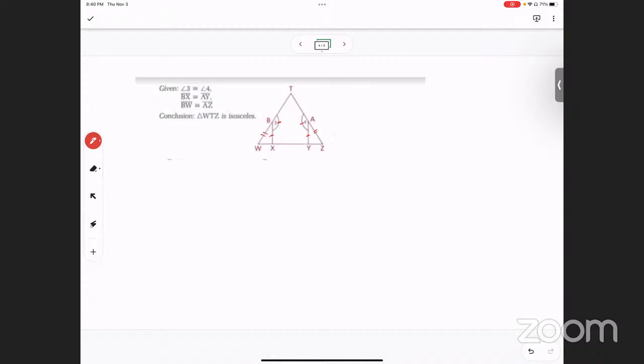Okay, so now do you see that you need this angle right here? Do you see that the angle you need is this one and this one? You want to show that those are equal. And how can I show that? What property would I use to show that?